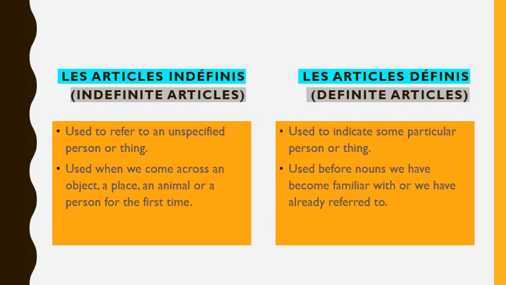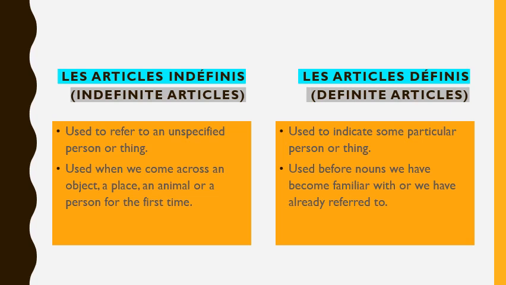There are two types of articles in French as we have in English too. They are indefinite articles and definite articles. The indefinite articles in French are known as les articles indéfinis, and the definite articles in French are known as les articles définis. Now let us see what is the difference between them.